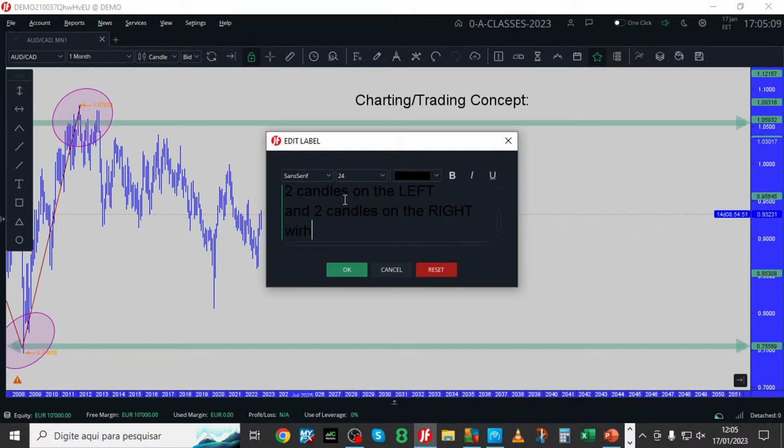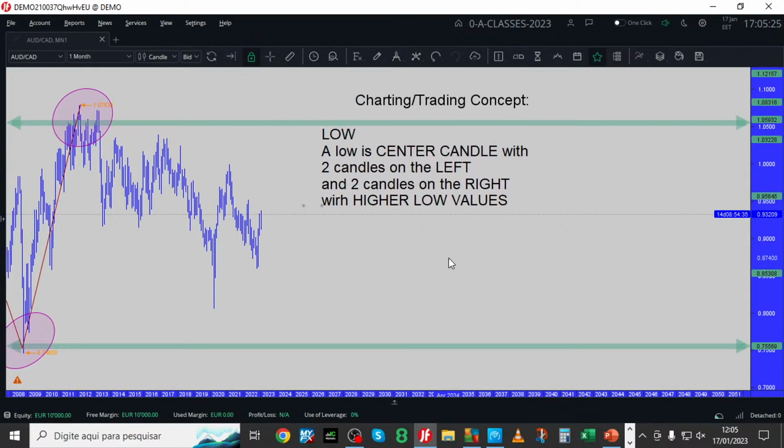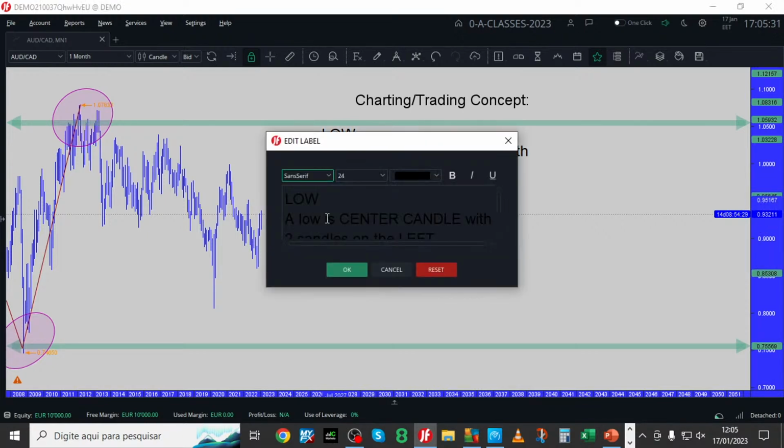A low is a center candle with two candles on the left and two candles on the right, with higher low values. Okay, everybody, what is a low? A low is a center candle with two candles on the left and two candles on the right, with, typo in here, with higher low values.